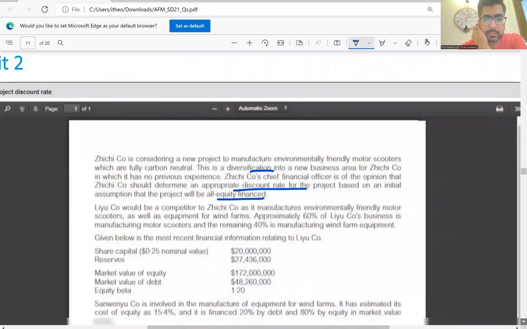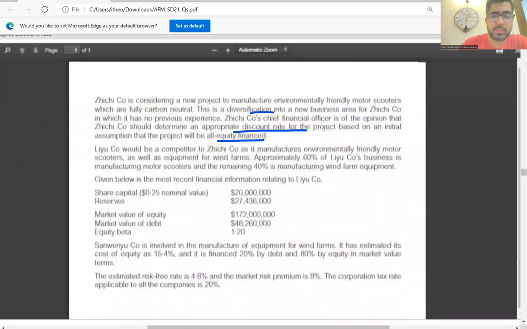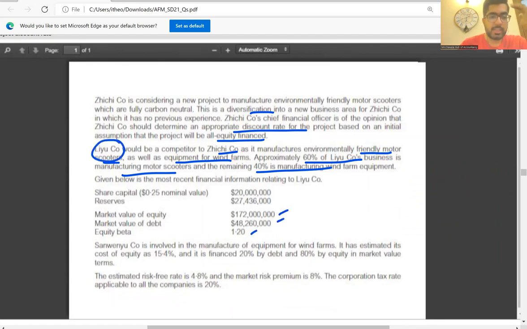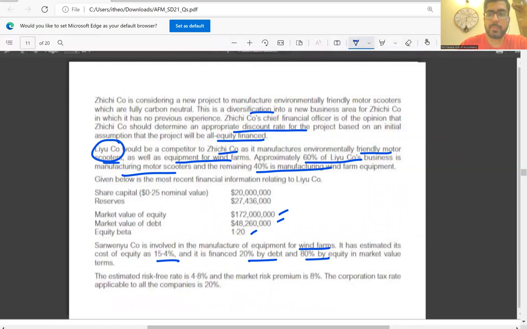Okay. Then it was that Liu company would be a competitor to ZHICHI. It manufactures environmental-friendly motor scooters, which you were willing to make, as well as wind farms. 60% of Liu's business is manufacturing and the remaining 40% is wind farm. Okay. Share capital was given, reserves were given, market value of equity and debt was given, equity beta was given for Liu company. Sanmenu company was involved in only wind farms, K40, 15.4%, 20% debt, 80% equity by market values. Okay. Risk-free rate RF 4.8%, premium RM minus RF 8%, tax rate 20%. Okay. Exhibit 2 ends.